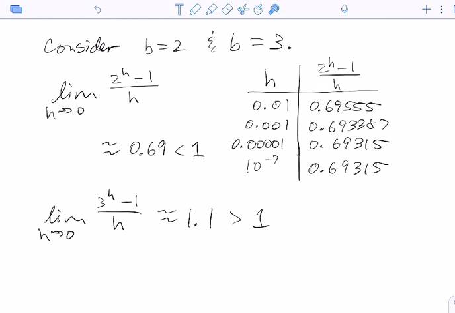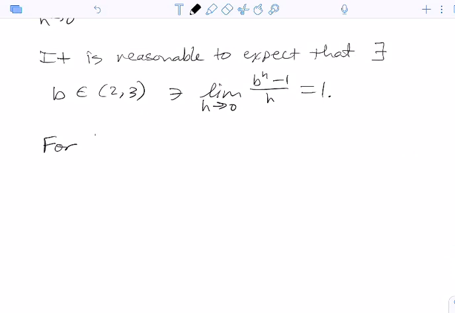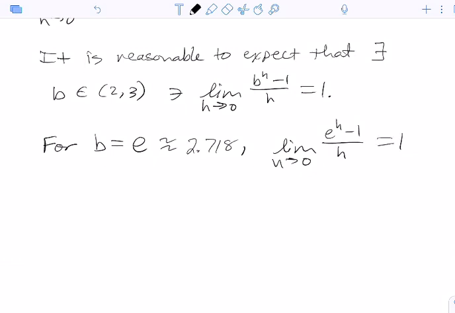When the base is 3, I have a limit that is somewhere greater than 1. It is reasonable to expect that there exists a number b between 2 and 3 such that the limit as h approaches 0 of b to the h minus 1 over h is equal to 1. As it turns out, for b equals e, Euler's number, which is approximately 2.718, the limit as h approaches 0 of e to the h minus 1 over h is equal to 1. This is by the definition of e.